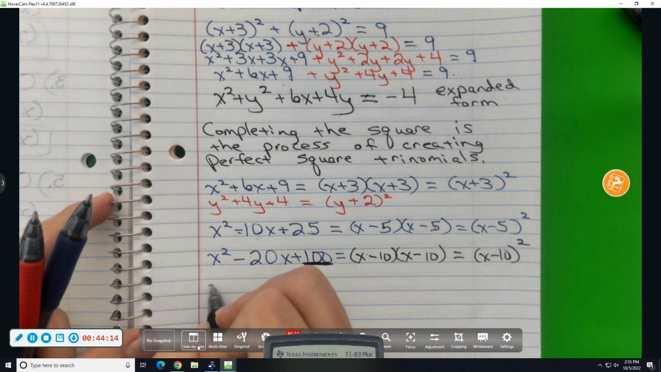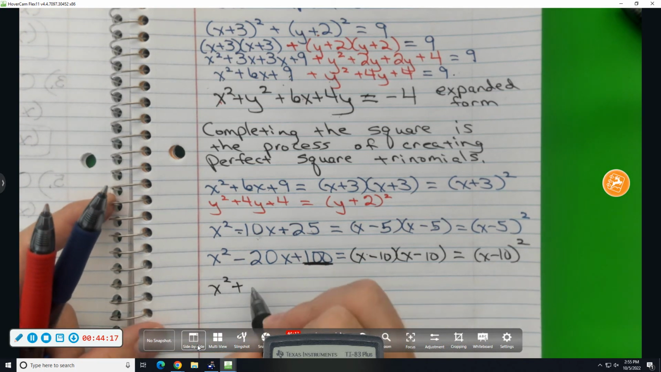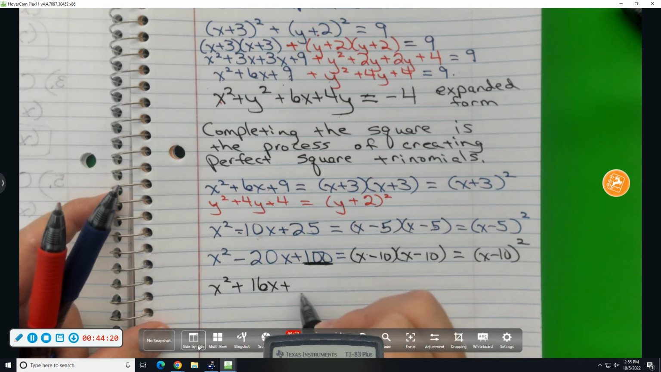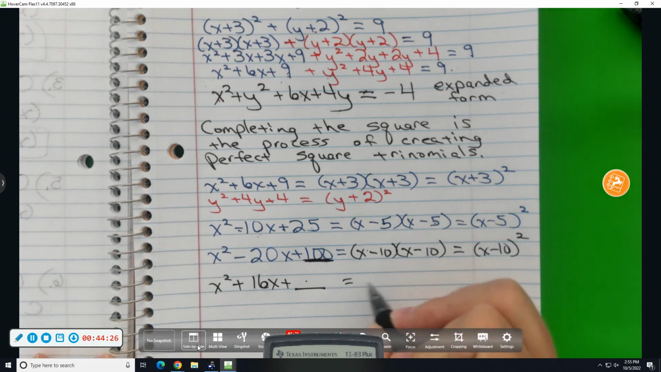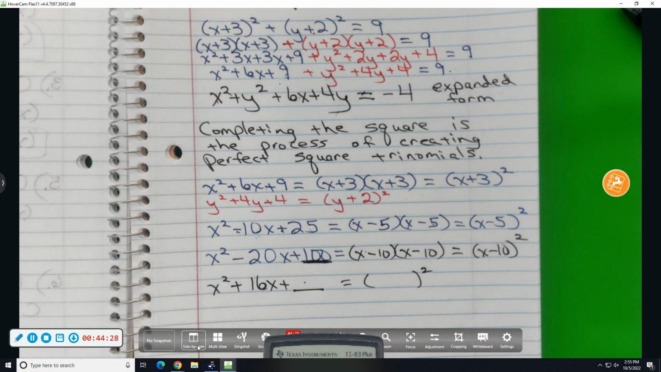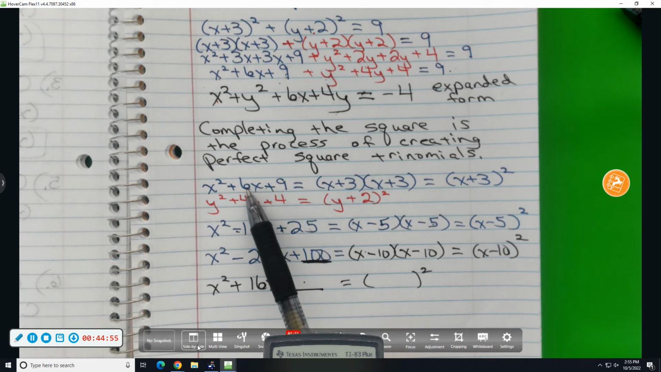Suppose I have an x squared plus 16x plus a blank. What would I put there to create a perfect square so that it factors as a binomial squared? Go back here. I think it's easiest right here. That's 6. What do we have to do to 6 to give us 9? Remember, the process is called completing the square. So somewhere along the way, you're going to be squaring something. What do you square to give yourself a 9? A 3? Isn't 3 half of 6?